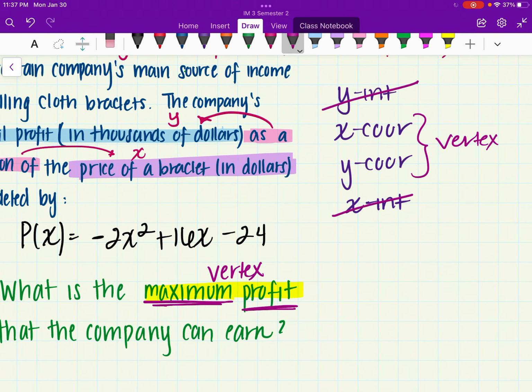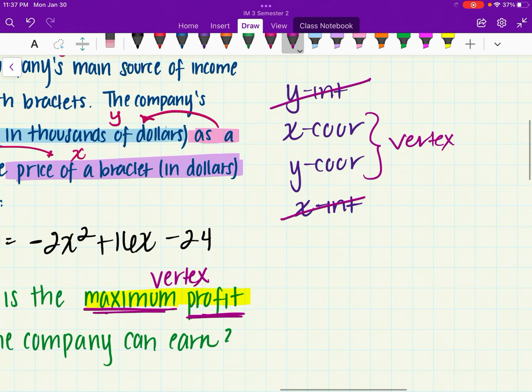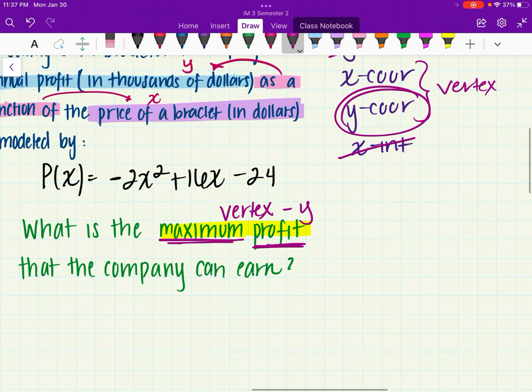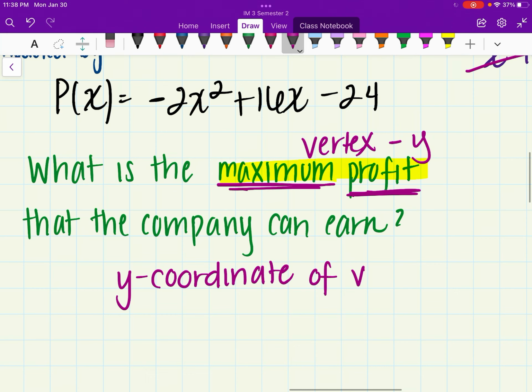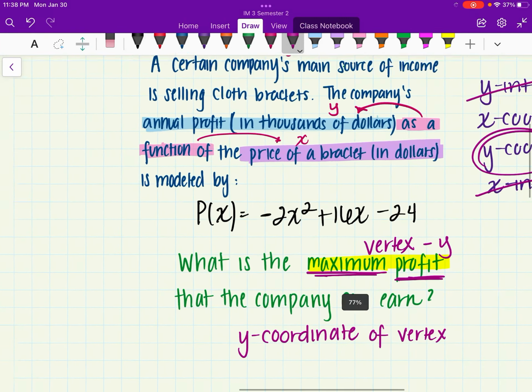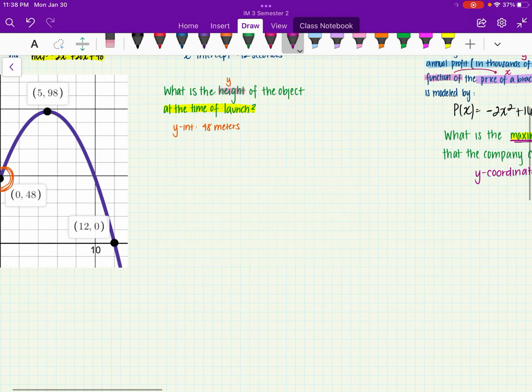Now it says, what's the maximum profit? Profit in this case, we saw that that's representing Y. So our answer in this case should be the Y coordinate. My answer here is going to be the Y coordinate. If you want to find that exact value, go ahead and graph it. But in this case, I am very satisfied with you identifying that this is the y-coordinate of the vertex. Okay, so that would be example number 2.